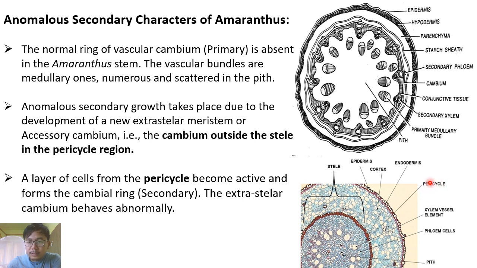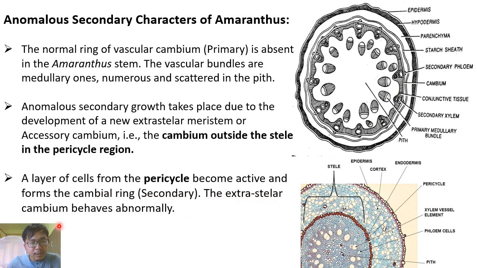Actually, in normal secondary growth, cambium is produced below the pericycle, but in Amaranthus, cambium will be produced from the pericycle, that is, the extra cambium. A layer of cells from the pericycle becomes active. These pericycle cells will become active and form the cambial ring, that is, they will form a ring-like structure. This one is a cambium, that is the secondary ring.